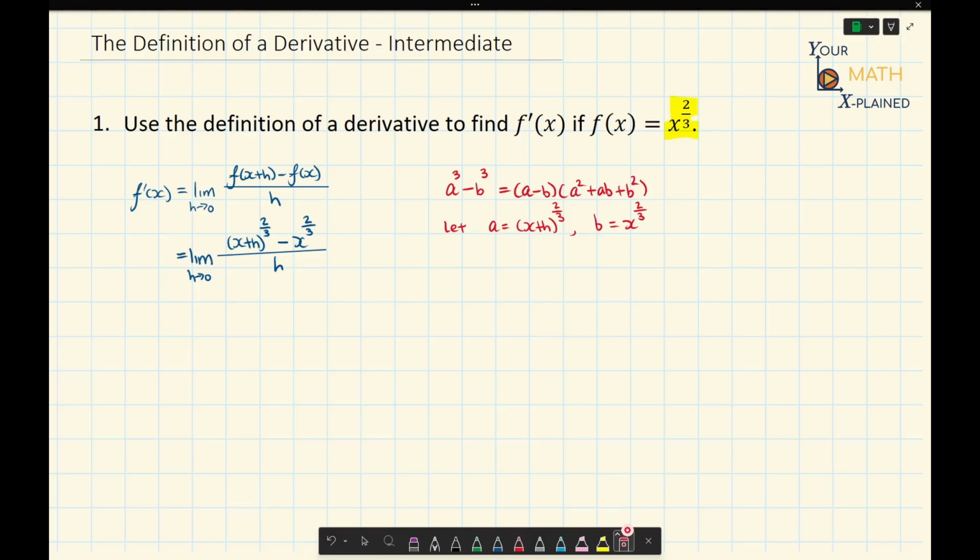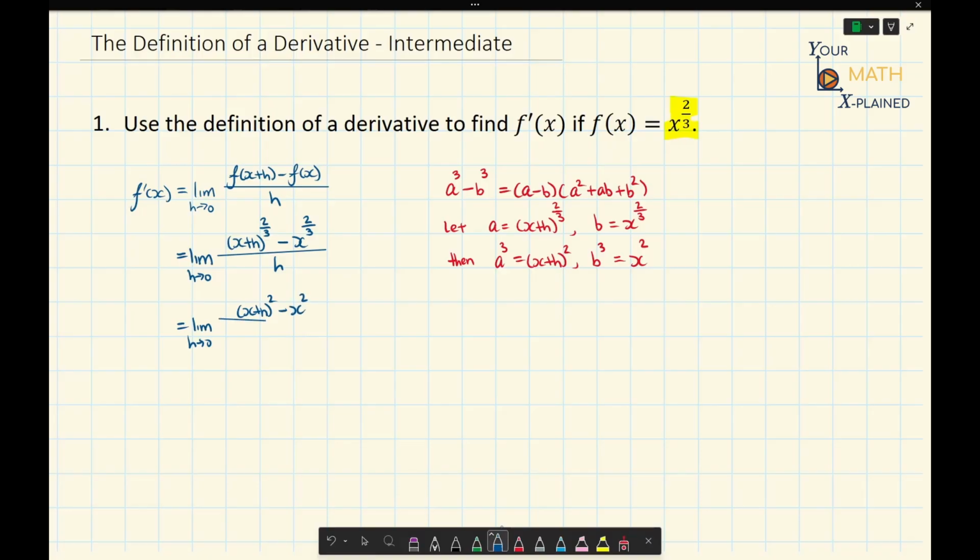So essentially, our numerator here is just a minus b. And then what we're going to do is we're going to multiply both the numerator and the denominator by a squared plus ab plus b squared. So then what that means is we're going to get a cubed is going to be equal to x plus h squared, and b cubed is going to be x squared. So once we do that, then that means our numerator is a cubed minus b cubed, so that's going to be x plus h squared minus x squared.